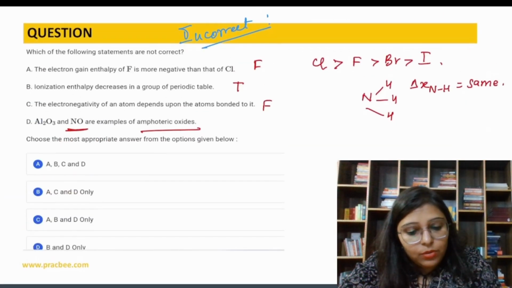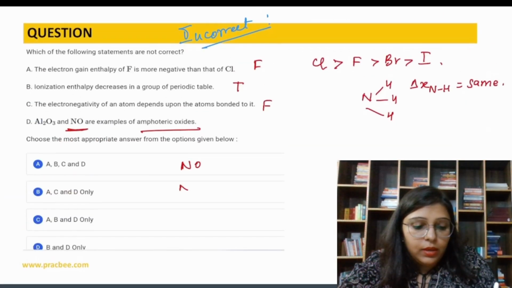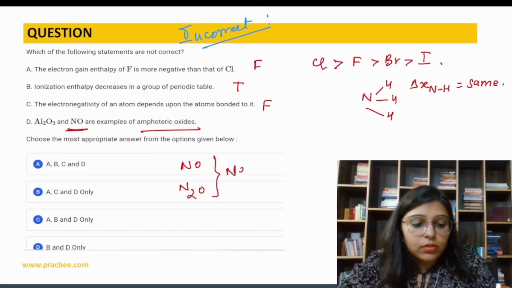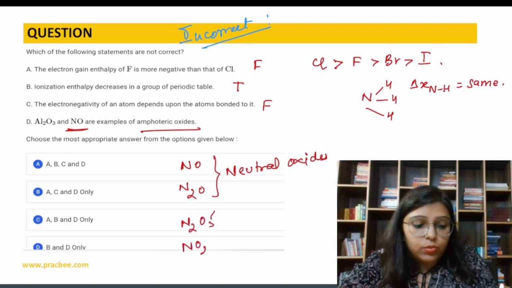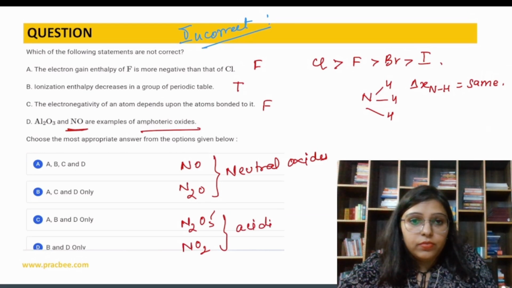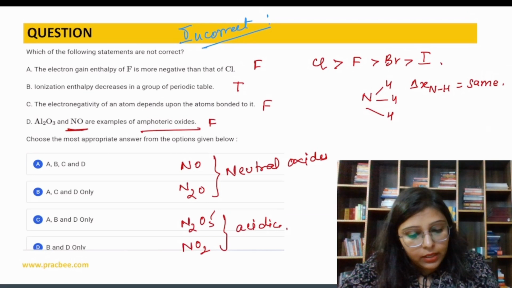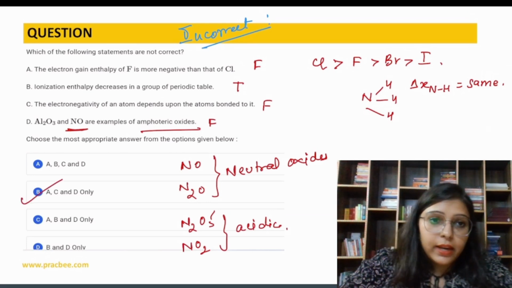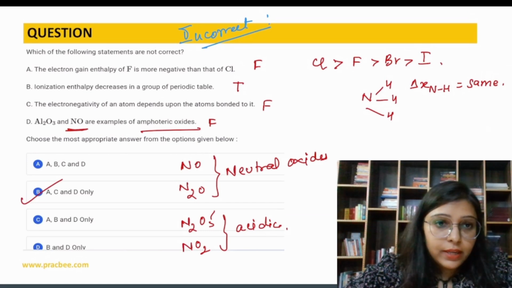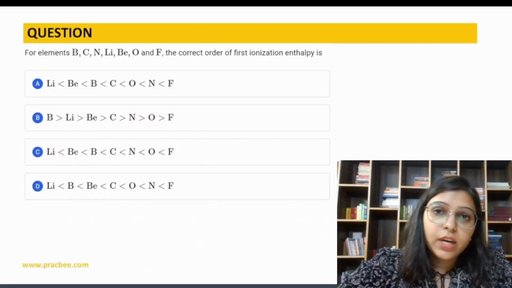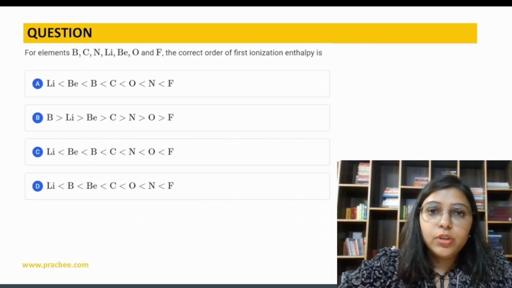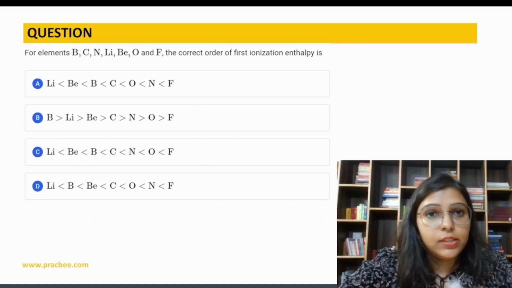Okay, NO is neutral. NO and N2O are neutral oxides of nitrogen. If we have N2O5 and NO2, these are acidic oxides of nitrogen. Okay, so the incorrect statements are A, C, and D. So option B is going to be the correct answer. So now let's do the next question. For elements boron, carbon, nitrogen, lithium, beryllium, oxygen, and fluorine, the correct order of first ionization enthalpy is.